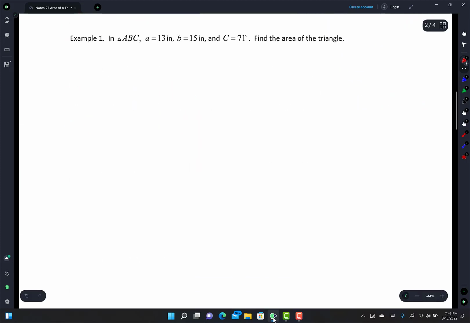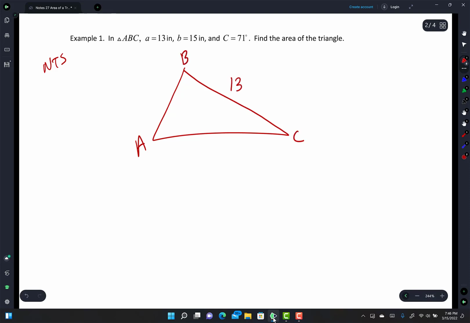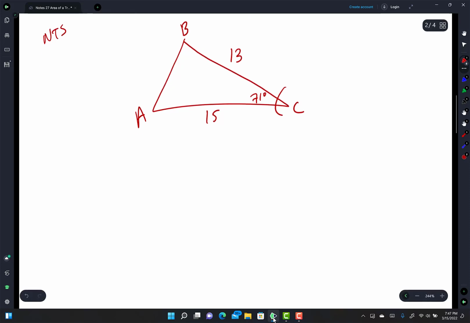Example 1, triangle ABC. Little a is 13, little b is 15, and angle C, this is the included angle. Find the area of the triangle. So not to scale. I'm going to draw a triangle and call it A, B, C. Little a is 13, little b is 15, and angle C is 71 degrees. So that's what I need, my included sides and the included angle with my sides. That's all you need, guys.